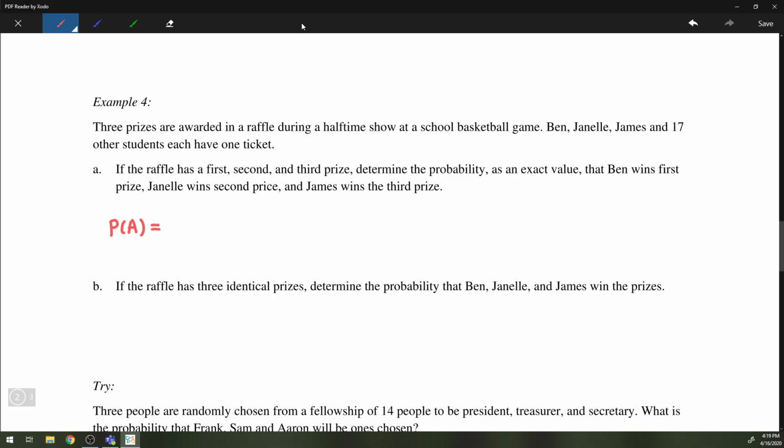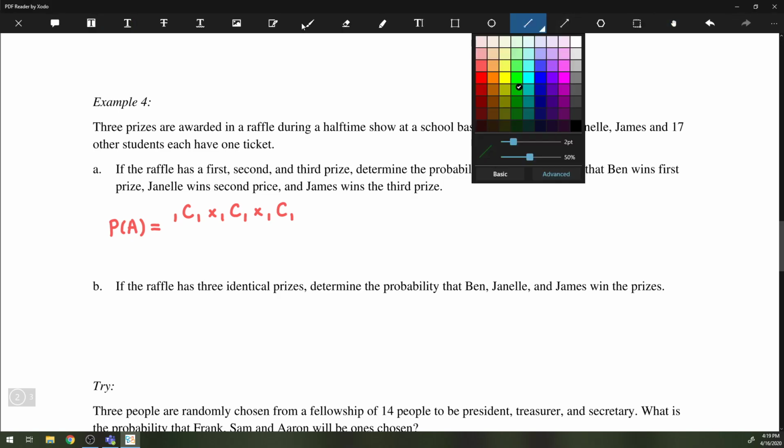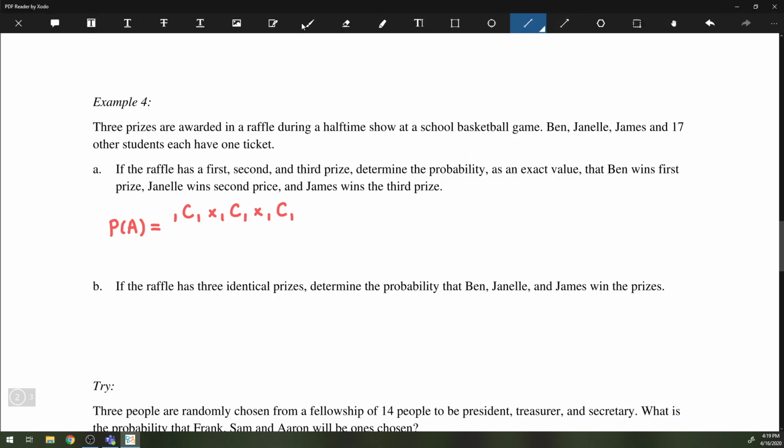So obviously there's only one prize for first place and one Ben, one Janelle to a second place prize, and James getting a third prize, so that's one choose one as well. And that's first, second, and third. And if you think about it, there's only exactly one outcome that's what we want. So it makes sense that we just have 1 times 1 times 1, basically, in this case.